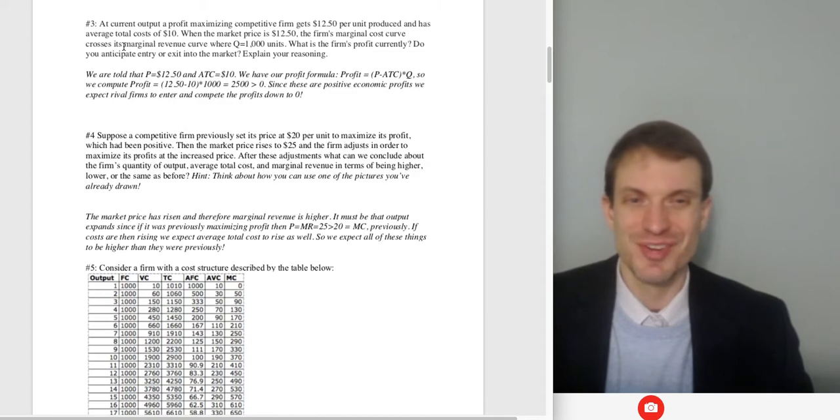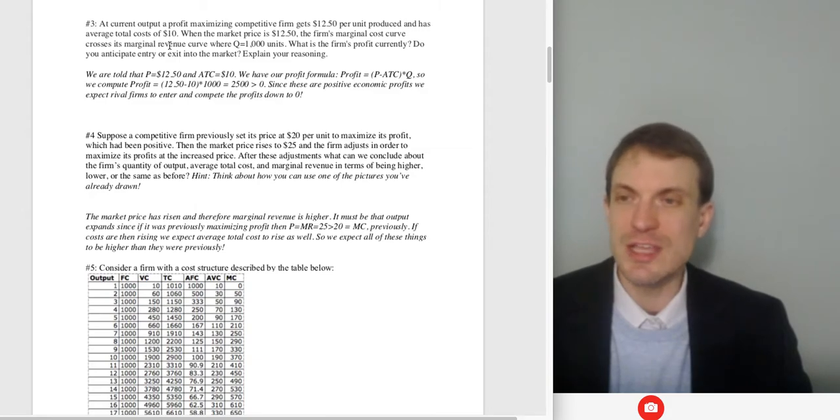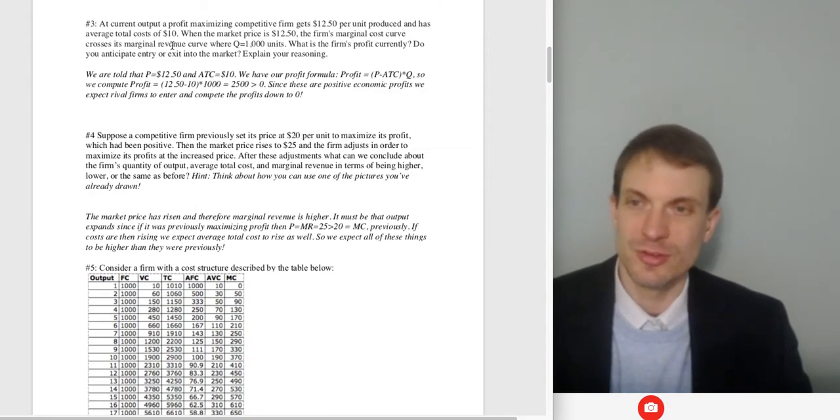Oh, marginal revenue, what's this? Well, for a competitive market, marginal revenue and price are the same. Price is equal to marginal revenue for an individual competitive firm because they're taking the price as given and selling each additional unit for exactly the market price.